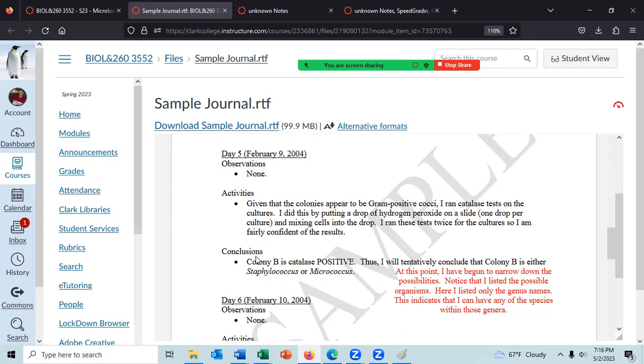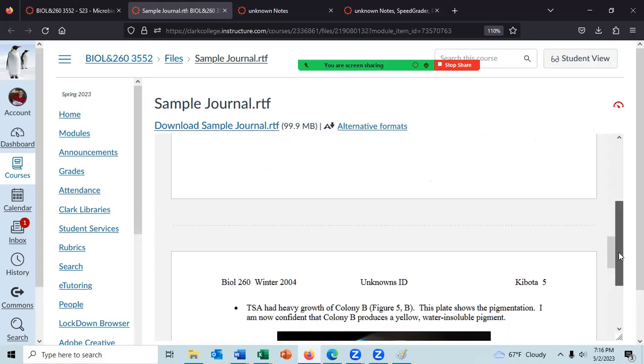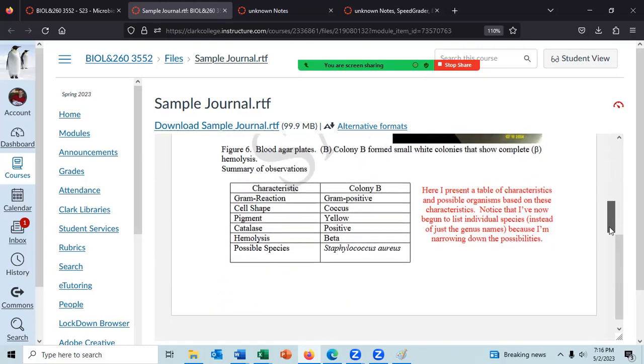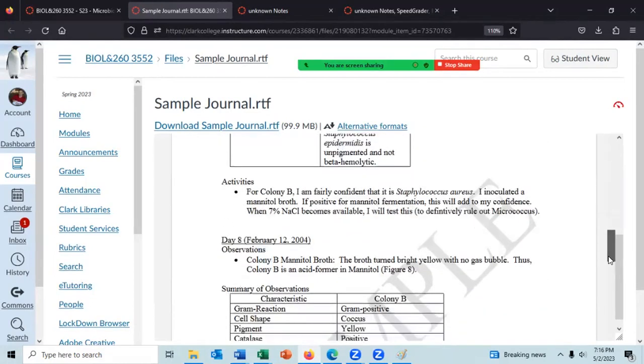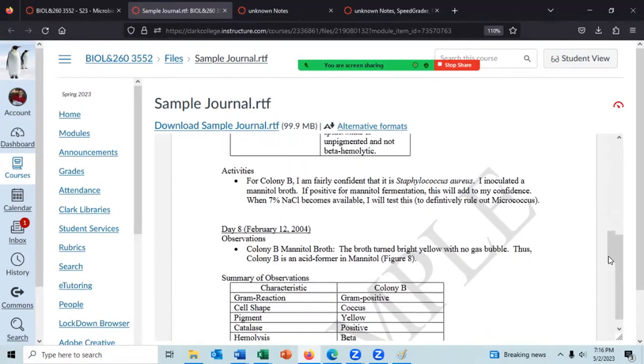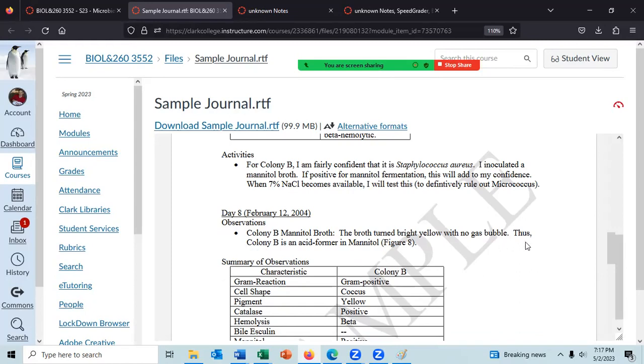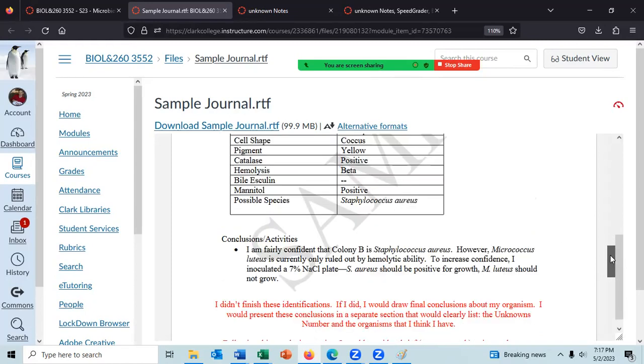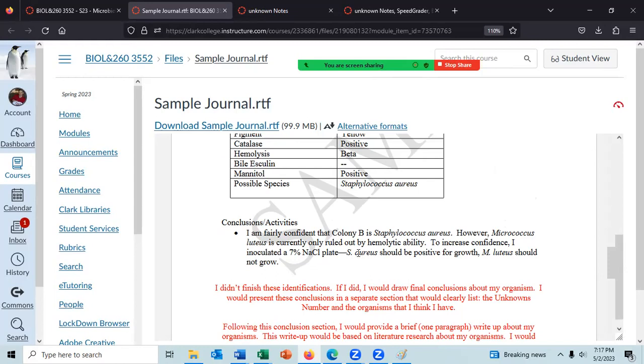You don't have to do it that way, but do realize that when you ask for a test on one day, generally speaking, you will not give the observations for that test on that day. So he doesn't have the activity on this day for mannitol broth. He's got the observations, and the activities here he's going to ask for, I think, hemolysis test.